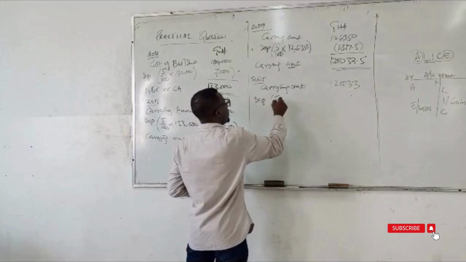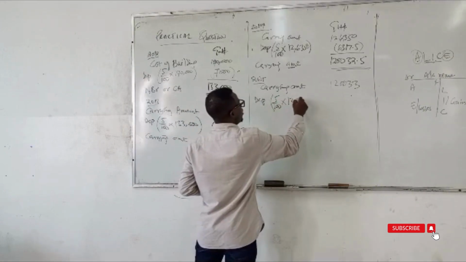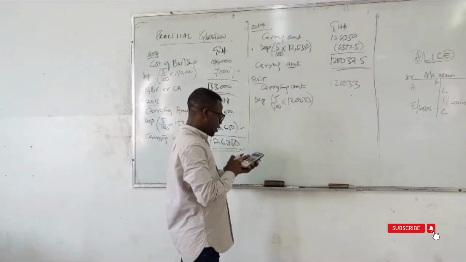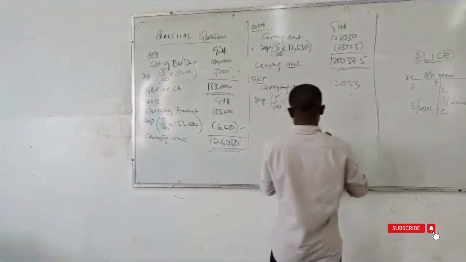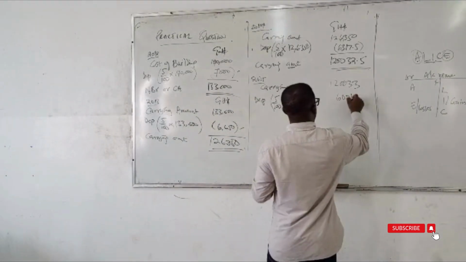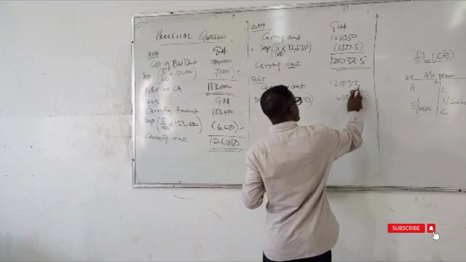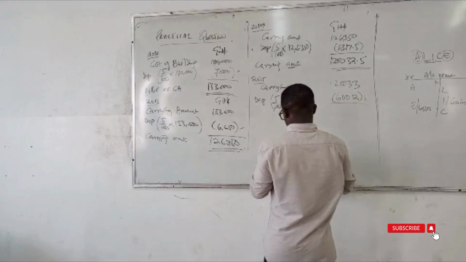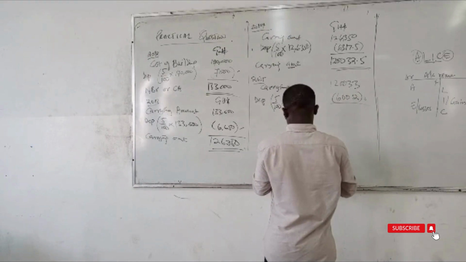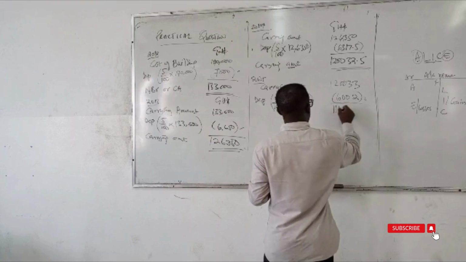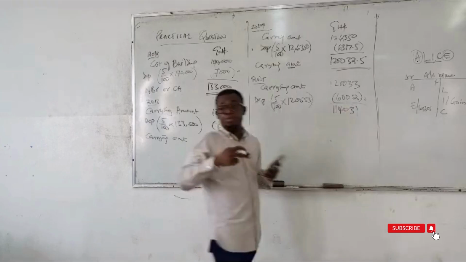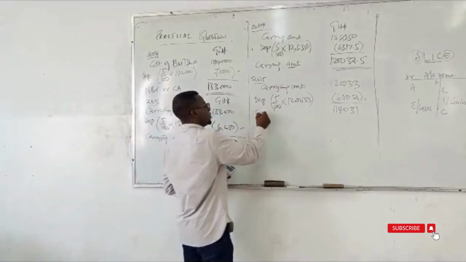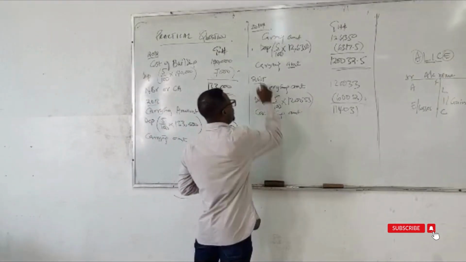What is the depreciation for the year? 5% times what? 120033. You go. So 0.05 times 120033, we are having another figure of 6001.65. Let's approximate it to 6002. Okay. 120033 minus 6002, we have 114031. So we are approximating them. Right? So we have 114031. This becomes the carrying amount for 2015.